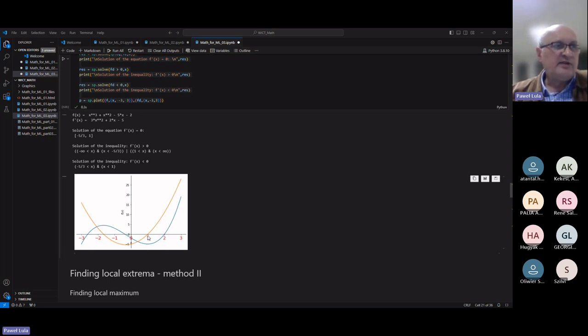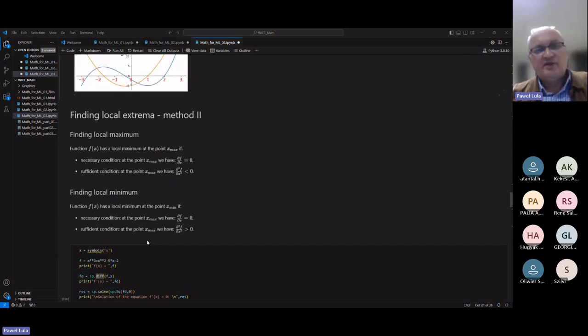And at 1, as I said before, the derivative changes its sign from negative to positive. It means that at the same point, the function changes its character from decreasing to increasing, and therefore it is obvious that we have a minimum value here. And it was the first method which we can use.